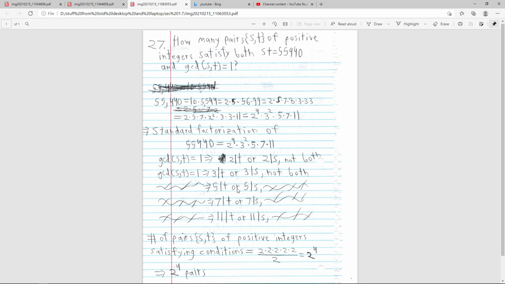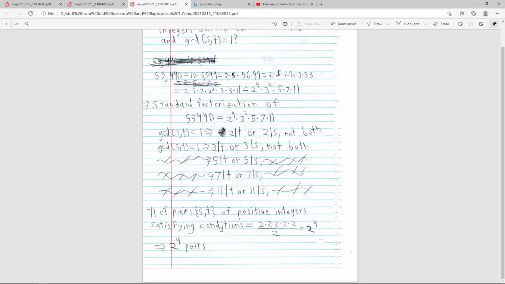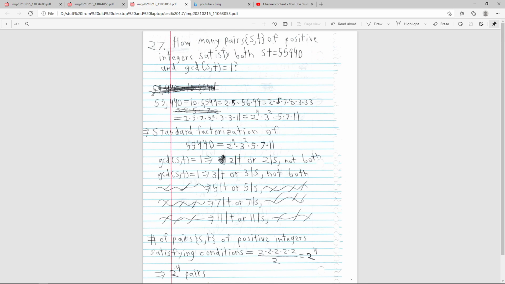So the number of pairs of positive integers satisfying the conditions is equal to 2 times 2 times 2 times 2 times 2 divided by 2, which is equal to 2 to the 4th. So there's 2 to the 4th power pairs, and if you really want it, 2 to the 4th power is 16. So 16 pairs that satisfy this problem's condition of s times t equal 55,440 and GCD of s and t equals 1.